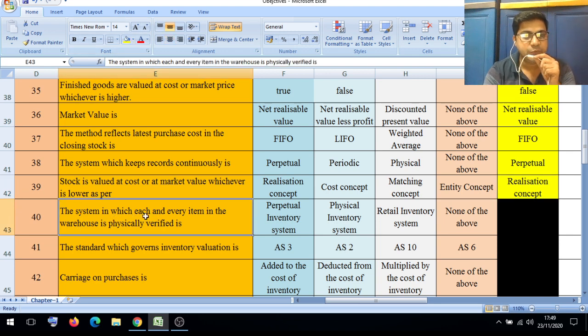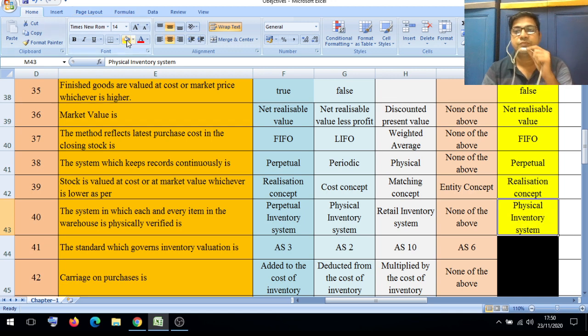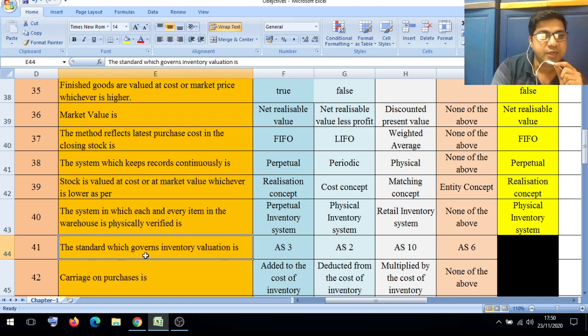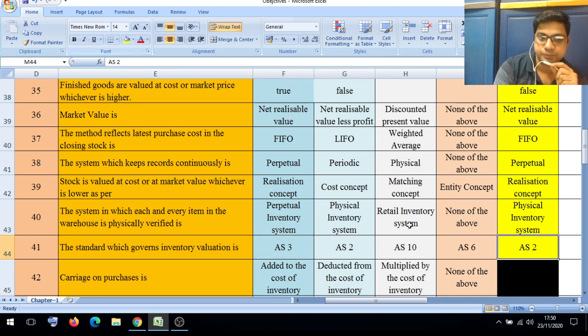The system in which each and every item in the warehouse is physically verified is perpetual inventory system, physical inventory system, retail inventory system, or none of the above. Answer is physical inventory system. The standard which governs the inventory valuation is AS2. It is Accounting Standard 2.